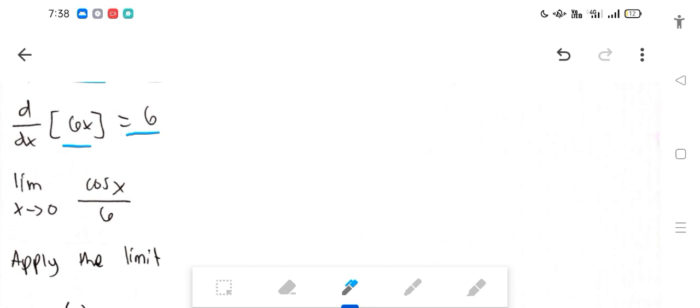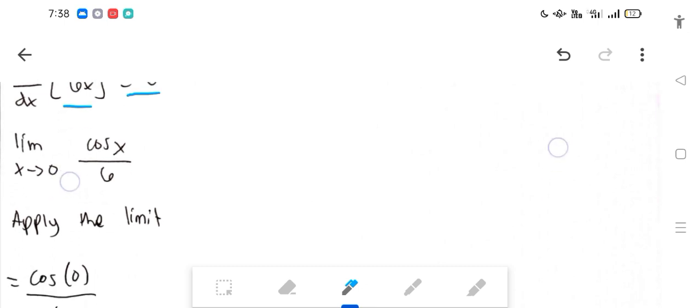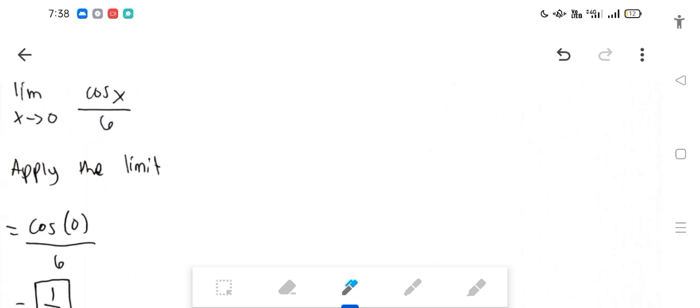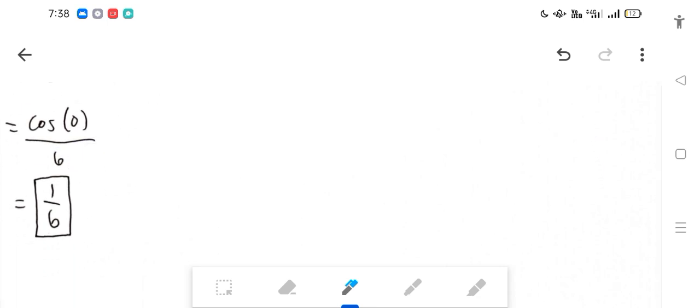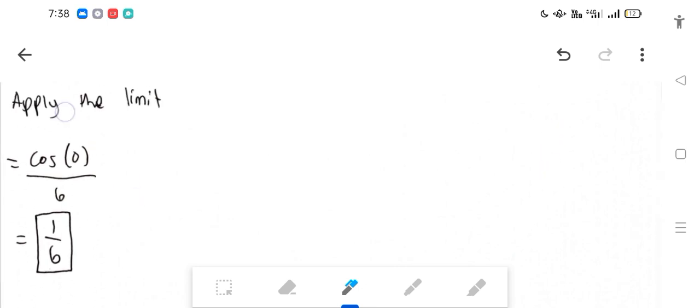So now let's apply the limit. We have here cosine 0 over 6. Cosine 0 is equal to 1, and we just copy the denominator, which is 6. So we have here 1 over 6, or 1/6, and that is our answer. So now we have already found that the limit of the original function is equal to 1 over 6.